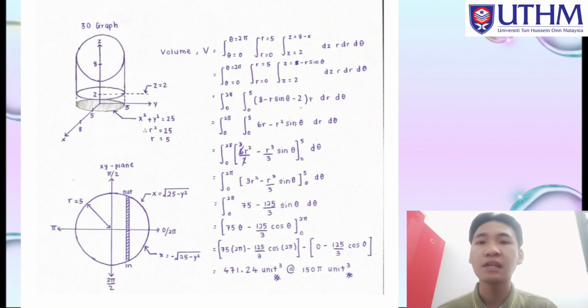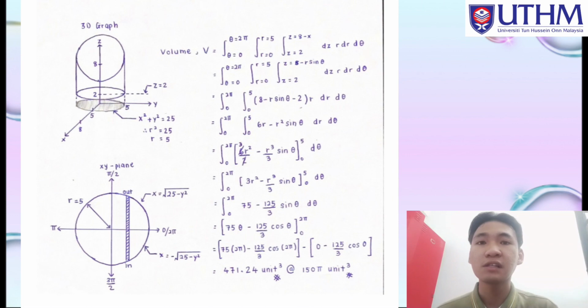And we can continue with the second integration. We integrate dr. So we will get 3r squared minus r cubed divided by 3 sin theta. And we need to insert the value of 5 into r. And we will get 75 minus 125 divided by 3 sin theta d theta. And lastly, we can continue with the last integration.